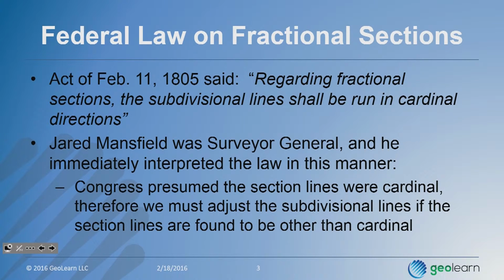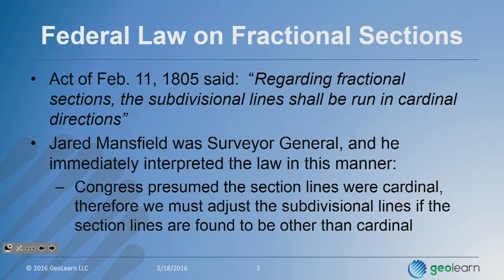Here is the federal law then on fractional sections. It's in one sentence. That blows people's minds. The Act of February 11th, 1805 said this: regarding fractional sections, the subdivisional line shall be run in cardinal directions. That's all it said. And Jared Mansfield, the Surveyor General at the time, was the one that had sent that over to Congress. He'd sent a lot of other things over there, but we're talking about fractional sections. He wanted that one sentence in that law.